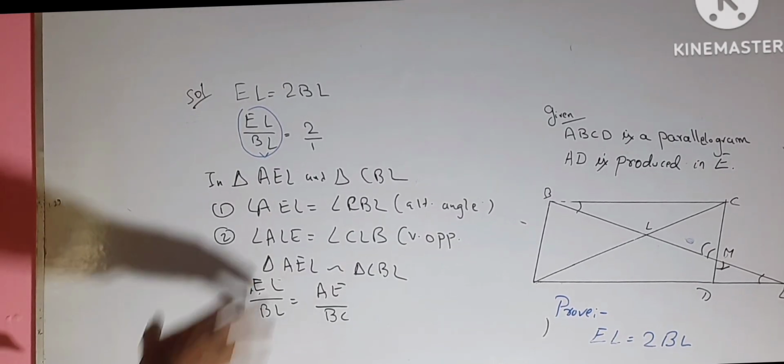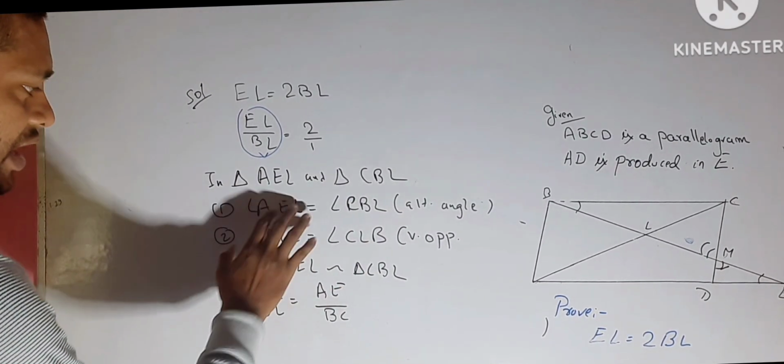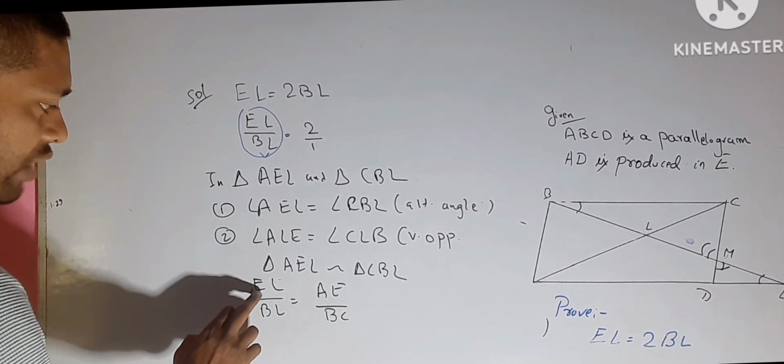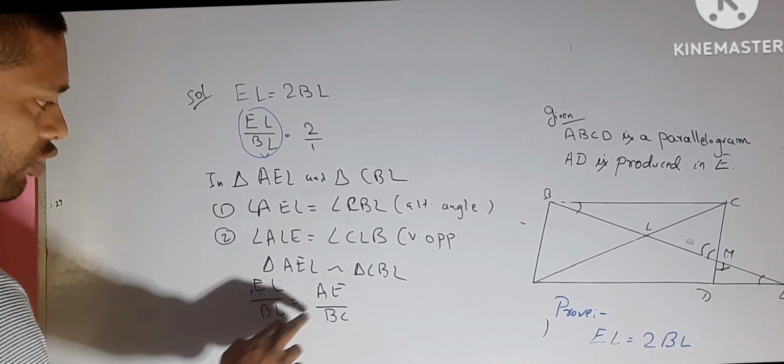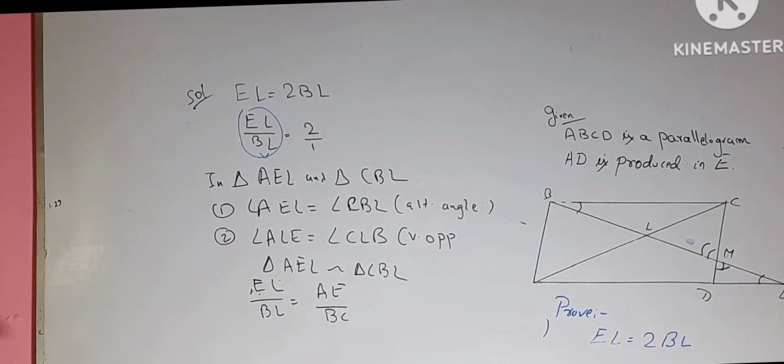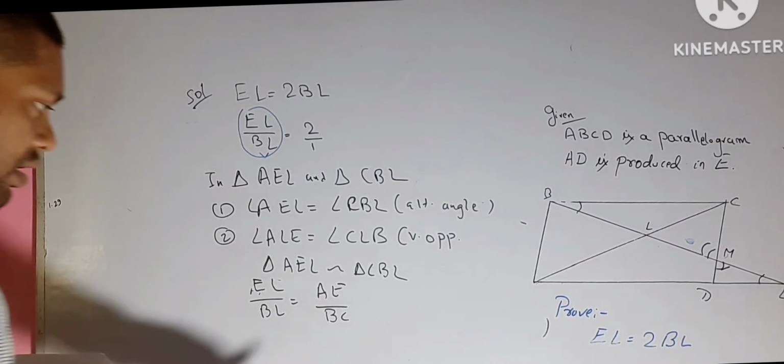So what will we do now? We will take the triangles. We have taken the two triangles. I have proved them similar. So according to that, I have EL by BL equal to AE by BC. Now what have we said? AE is equal to what? 2 times BC.